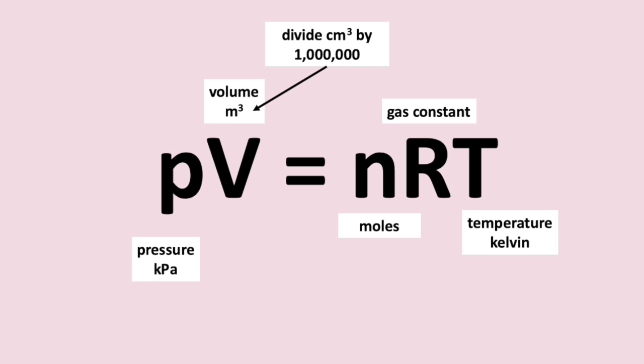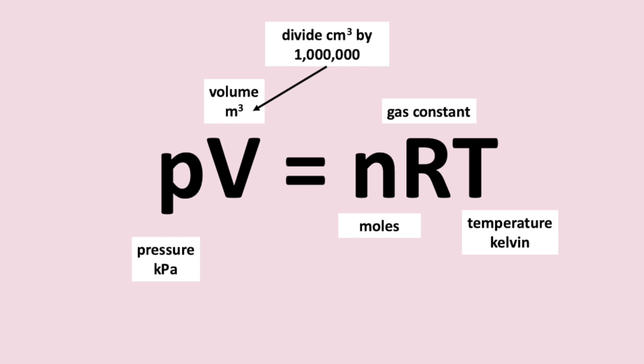Here we make the assumption that the particles are in random motion, there are elastic collisions, the particles are extremely small, and they have no intermolecular forces. The formula is PV equals nRT. Pressure times volume equals number of moles times gas constant times temperature. The unit of pressure is kilopascals, the unit of volume is meters cubed, the unit of temperature is Kelvin. The gas constant is given on your datasheet. It is 8.314. You can rearrange this equation to give us the number of moles of a gas.